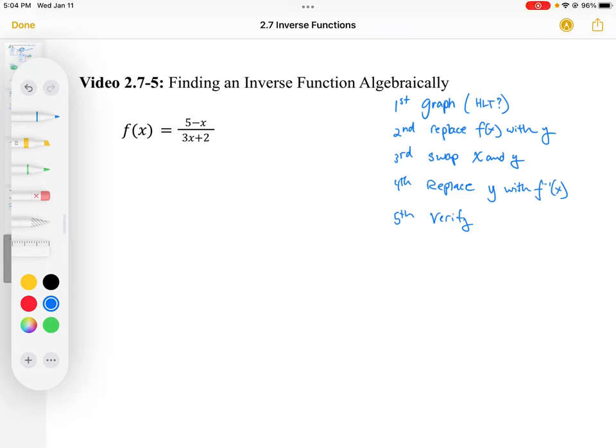In this video, you're going to learn how to find an inverse function algebraically. We're given a function f of x equals (5 minus x) divided by (3x plus 2). The first thing you want to do is to graph the function and see if it passes the horizontal line test. And you do this to determine whether or not it's worth the time trying to find the inverse function. If it passes the horizontal line test, then you can proceed.